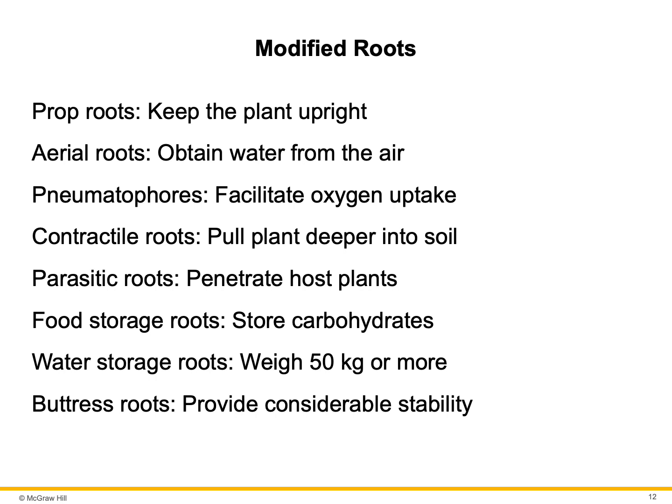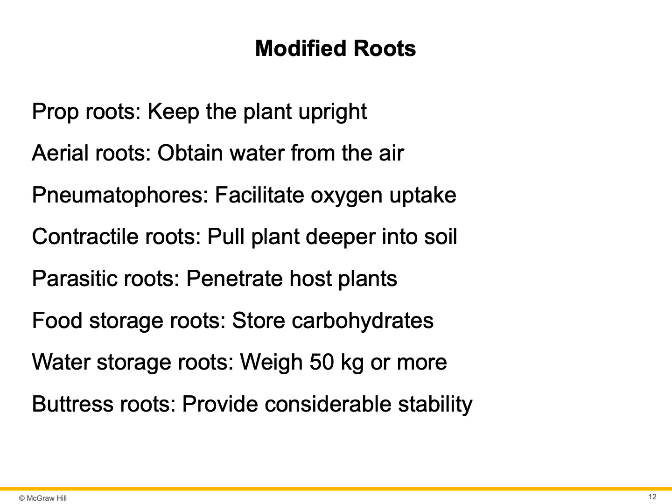And we have food storage roots. The xylem of branch roots of sweet potatoes produces extra parenchyma to store large amounts of carbohydrates. We have water storage roots. Some members of the family Cucurbitaceae produce these water storage roots that store water. We have buttress roots. Fig and other tropical plants have these buttress roots that provide stability.